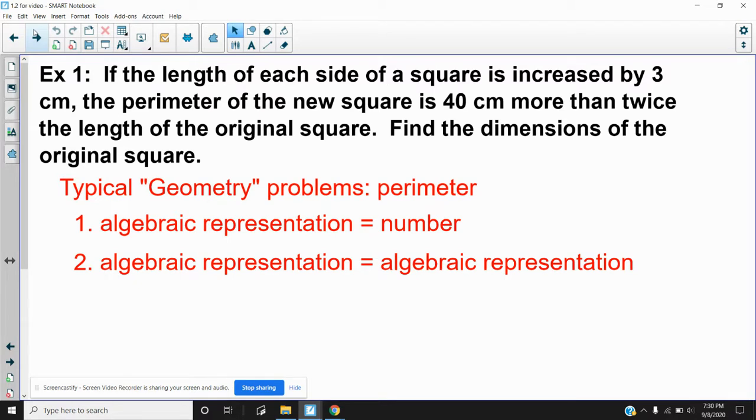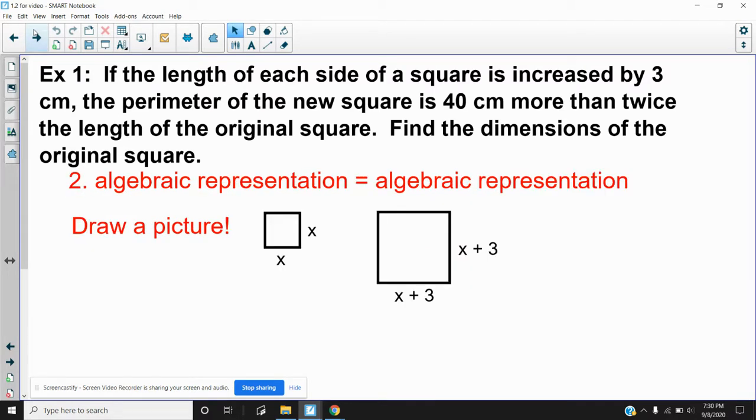So let's look at this problem again, only this time we're going to draw a picture. Now what you notice is as you read through here, you don't ever see a value given for the perimeter. Nowhere in here does it say the perimeter is 80 centimeters or some such thing. So what we're going to try to do is set up one algebraic representation of the perimeter so we can set it equal to a second algebraic representation of the perimeter.